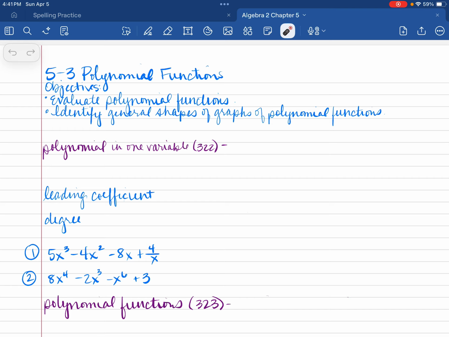So, starting out, some of the different ways that we classify polynomials and the ways that we classify their behaviors based on the degree. And in order to be able to find the degree, we need to have a polynomial in one variable. So this is literally exactly what it sounds like. It's a polynomial that only has one type of variable.